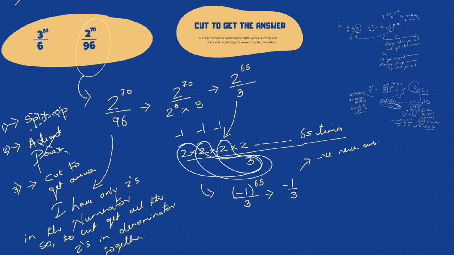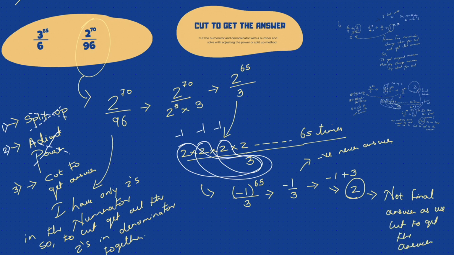But a negative remainder is never our answer. To get the positive remainder, add: minus 1 plus 3 is nothing but 2. So I get the answer as 2. Is 2 my final answer? No, because you have cut to get this answer. That is why it is not your final answer.